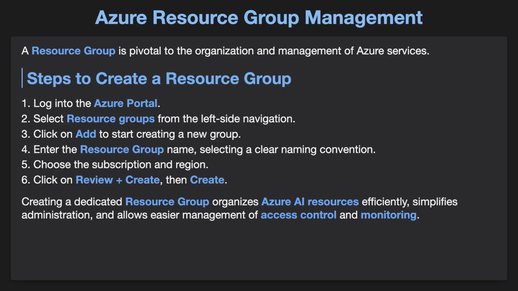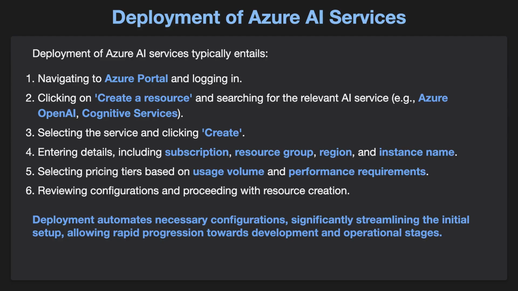To create a resource group, follow these steps. Log into the Azure portal. Select resource groups from the left side navigation. Click on Add to start creating a new group. Enter the resource group name, selecting a clear naming convention. Choose the subscription and region. Click on Review plus Create, then Create. Creating a dedicated resource group organizes Azure AI resources efficiently, simplifies administration, and allows easier management of access control and monitoring.